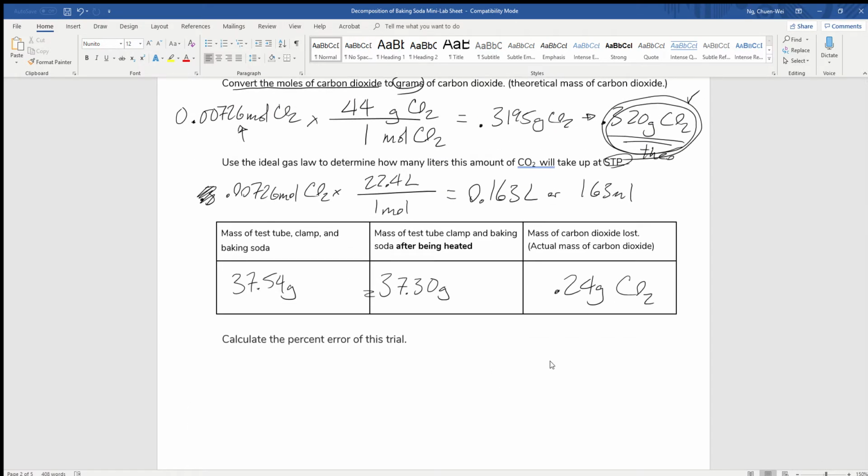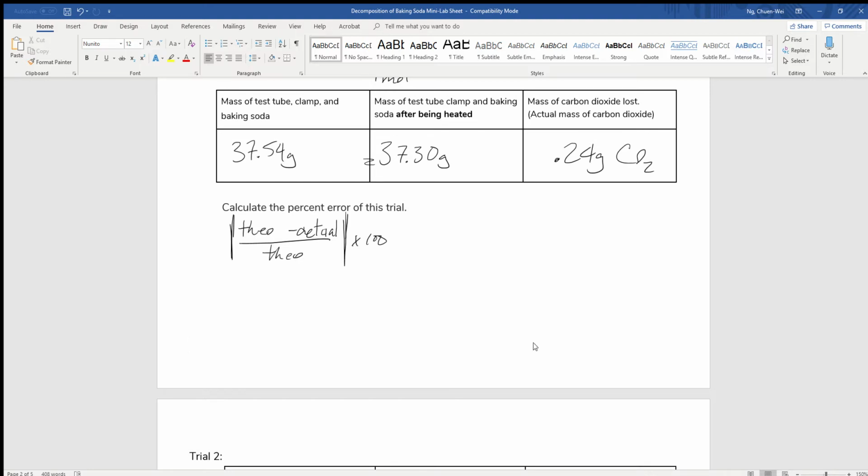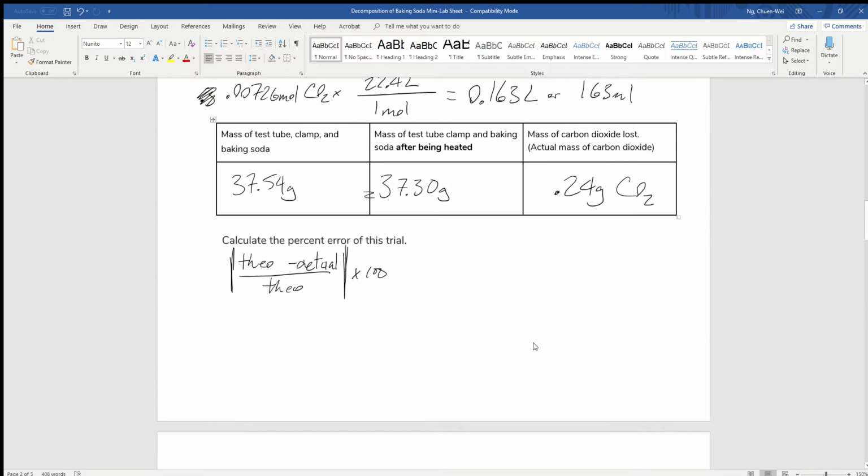So for percent error, the equation is theoretical minus the actual, divided by the theoretical, times 100. This always goofs you guys. Those are absolute value bars. So I was supposed to get 0.32. 0.32 minus 0.24 divided by 0.32, absolute value, that times 100. So I got 25% error, which is horrible.